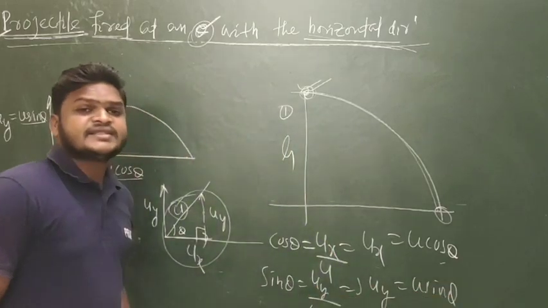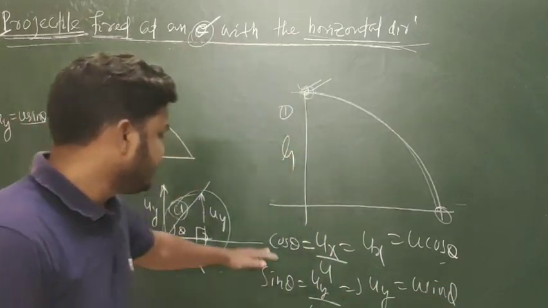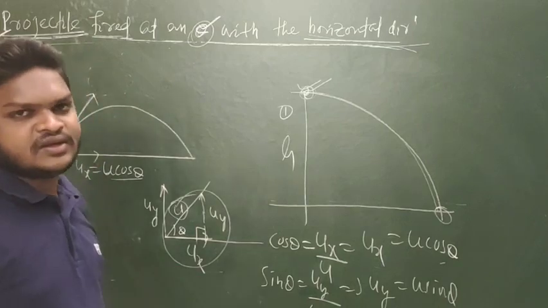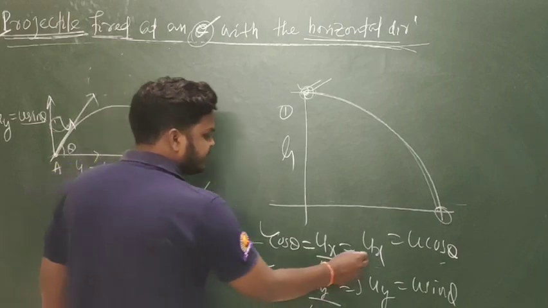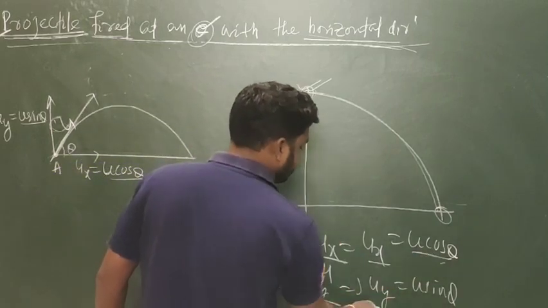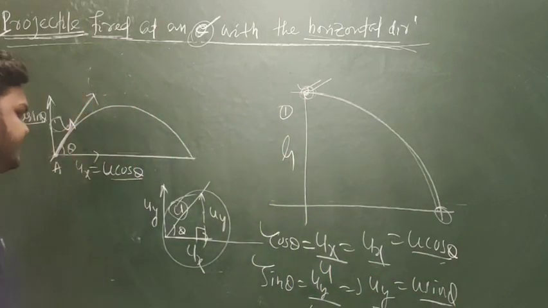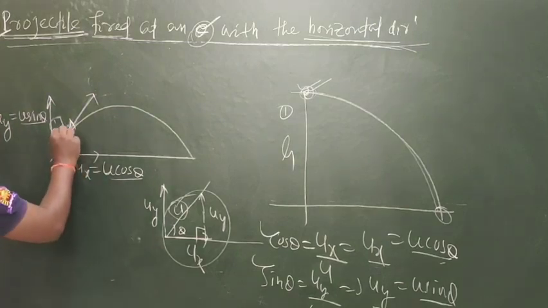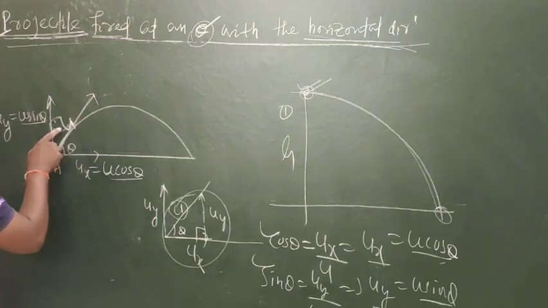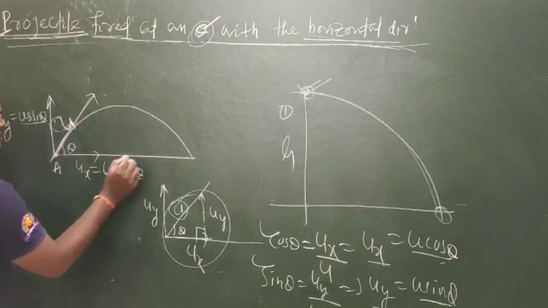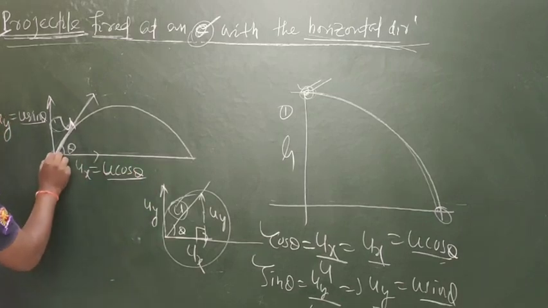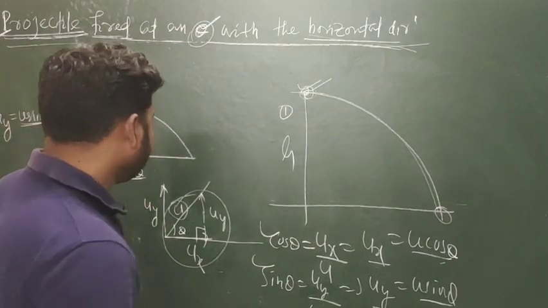It is not necessary to mention this in solving problems, but you must know how ux is equal to u cos theta and uy is equal to u sin theta. So the velocity with which we project the projectile is u, and this initial velocity u is divided into two components. Along the horizontal direction it is equal to u cos theta, and along the vertical direction it is equal to u sin theta. You must know or remember this.